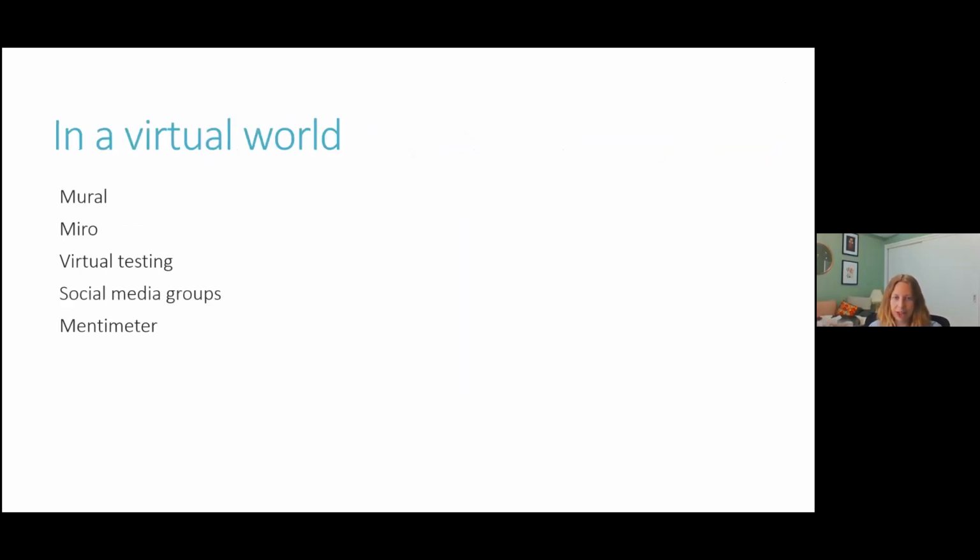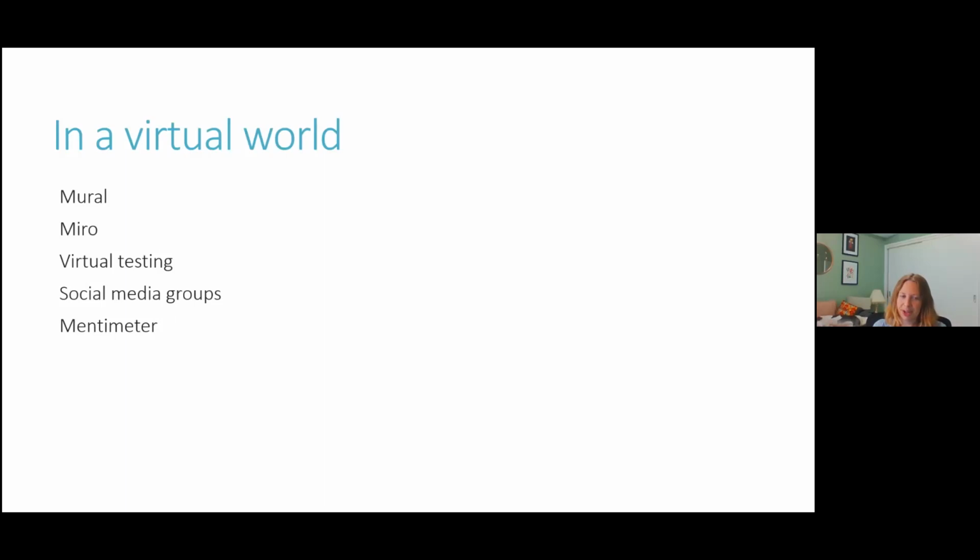The final thing I just wanted to mention is obviously this year we've had to shift a lot to doing all of this digitally in a virtual environment. And here is just a few things like Mural and Miro, which are essentially online whiteboards. So when you need to do a workshop type situation, we found them really useful.